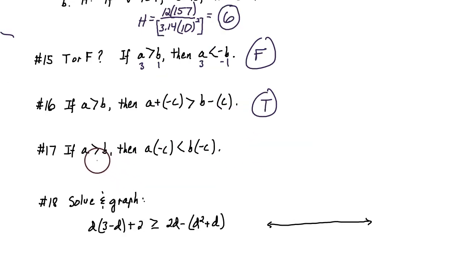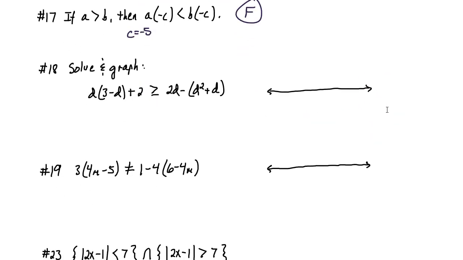Number 17, if A is greater than B, then A times negative C is less than B times negative C. This one is false. You only switch the arrow symbol when you multiply by a negative number. But what if C itself was a negative number? Then negative C would be a positive number, and you wouldn't switch the arrow symbol.